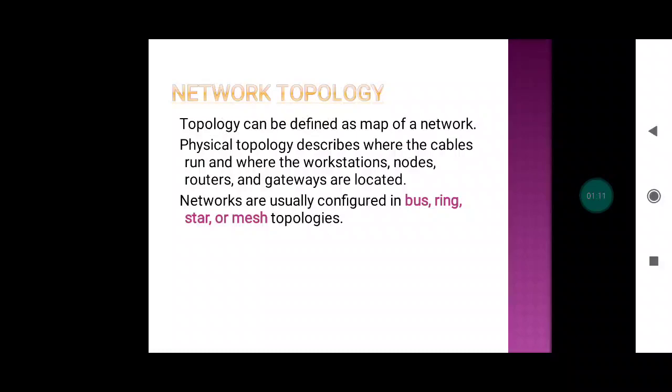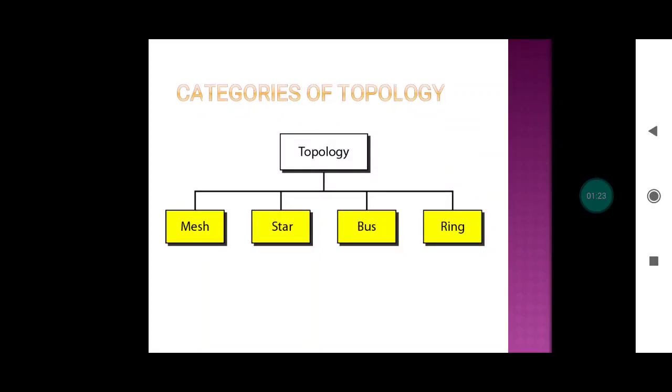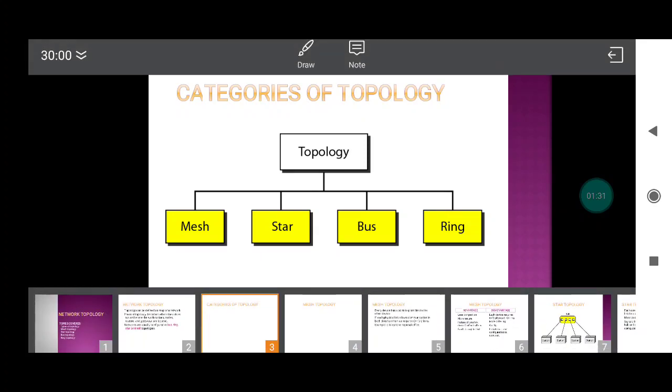On the basis of the different arrangements, we can categorize topology as bus topology, ring topology, star topology and mesh topology. Let us see all these one by one. We also have other types, but these are the major categories of topology.